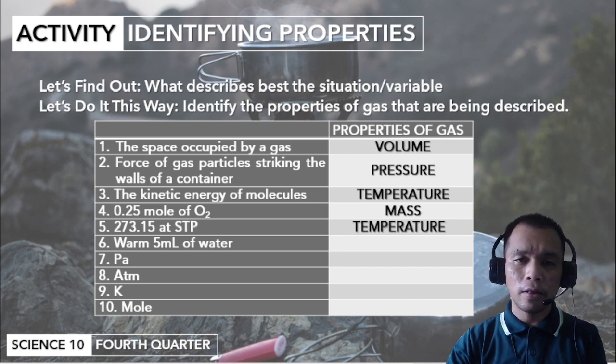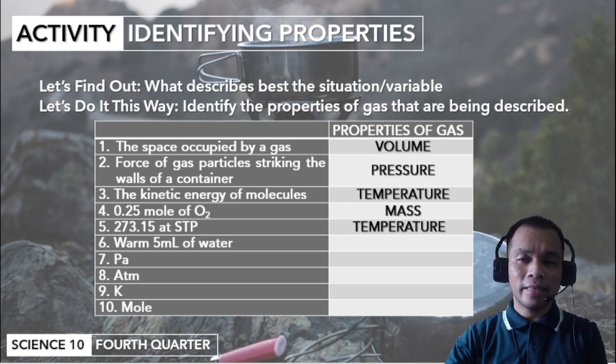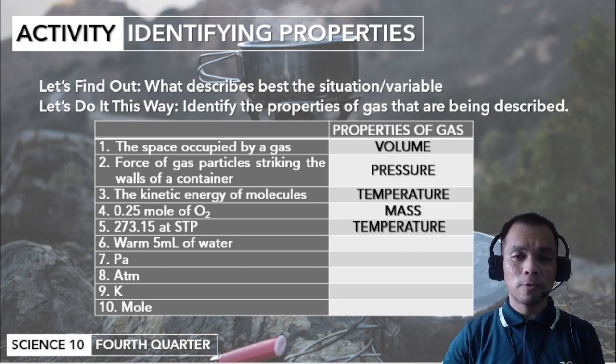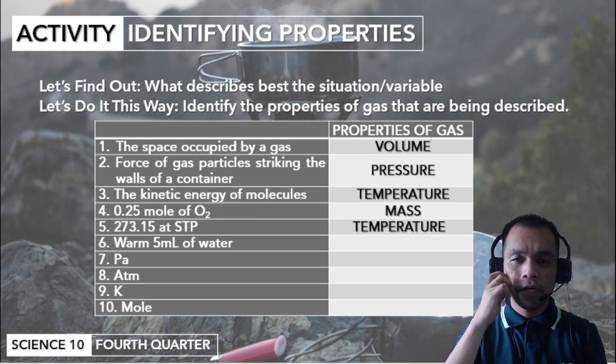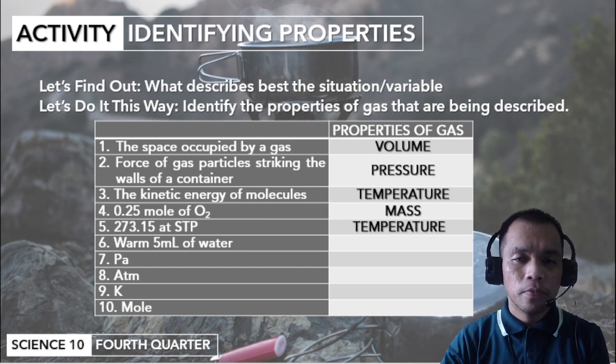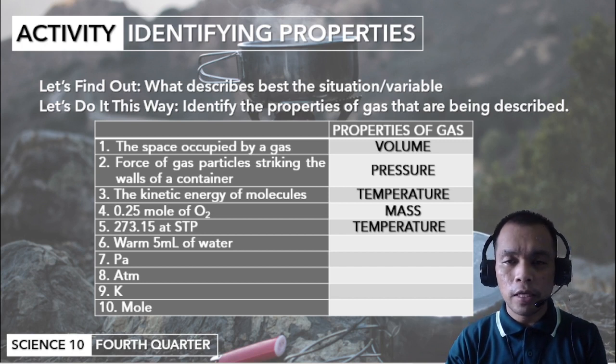Now, let's go to the sixth item. Warm 5 ml of water. Take note that for this item, we have two answers. What is the first one? When we say warm, what does it mean, or what does it measure?